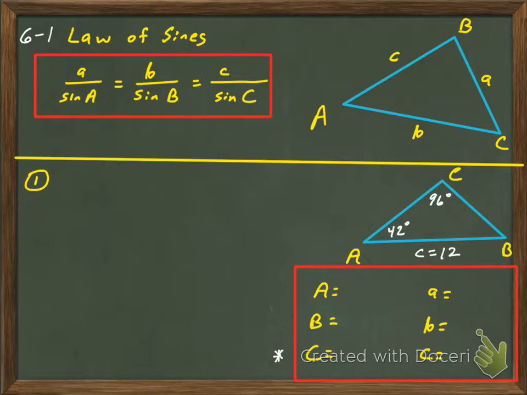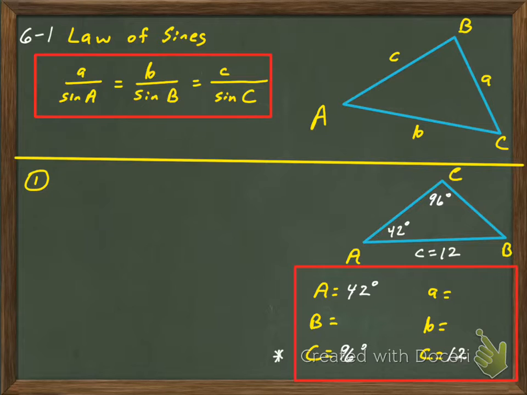They're already giving me angle A to be 42 degrees, angle C to be 96 degrees, and side C to be 12. You'll notice in the law of sines that they'll always give us an angle and the side opposite, and then one other piece of information. So here they give me angle C and side C. It might give you angle A and side A or angle B and side B, but in this case they give me angle C and side C.